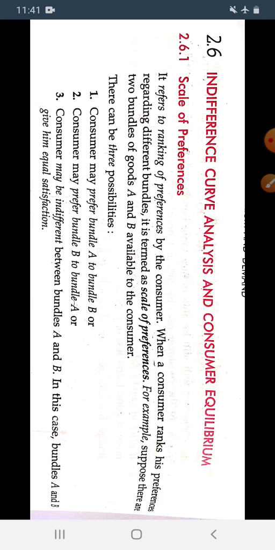Sometimes it happens that, first of all, we prefer pizza more than burger. It is the first condition. Second condition, we prefer burger more than pizza. And the third condition is that sometimes the consumer is indifferent between burger and pizza. We want both of them.